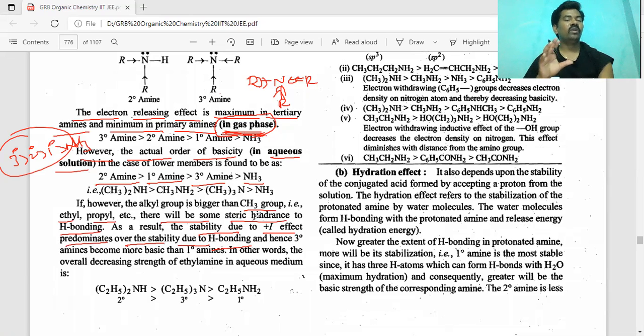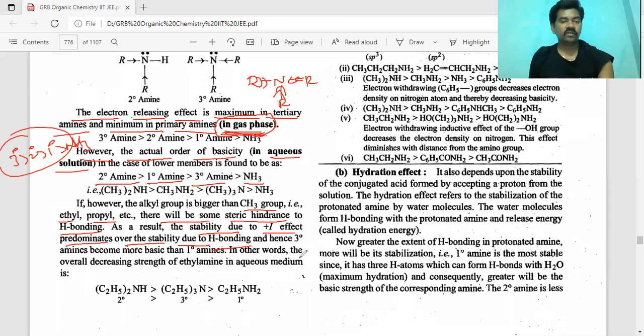Understand? More alkyl groups attached means steric hindrance will be more. In such a case, hydrogen bonding is very less. So which will be predominant? The plus I effect, meaning the electron releasing nature of alkyl groups will predominate. That is why basicity will be more for tertiary amines.